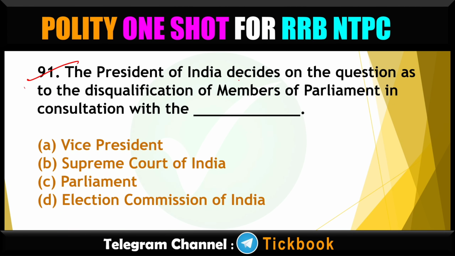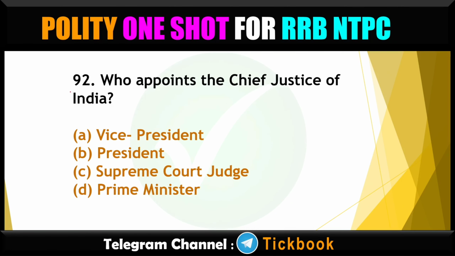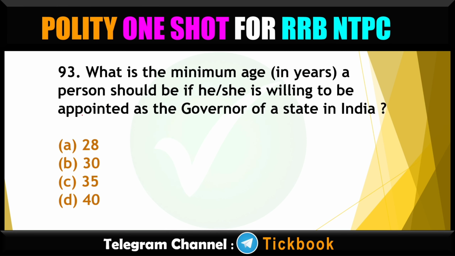91. The President of India decides on the questions of the disqualification of members of Parliament in consultation with the option number D, Election Commission of India. 92. Who appoints the Chief Justice of India? Option number B, President.